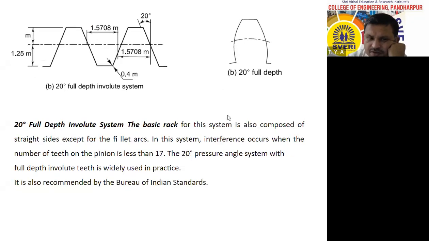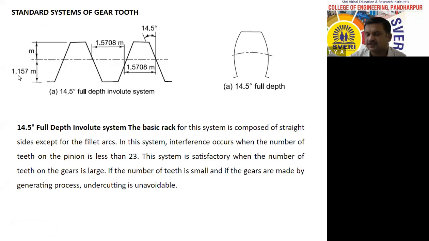Now, next is the 20-degree full depth involute system. Now you can see the difference. In the case of the 20-degree full depth involute system, the addendum is 1 times module. The dedendum is 1.25 times module. Earlier it was 1.157 times module. Now you are getting the difference. What is the difference between 14.5 degree and 20 degree?